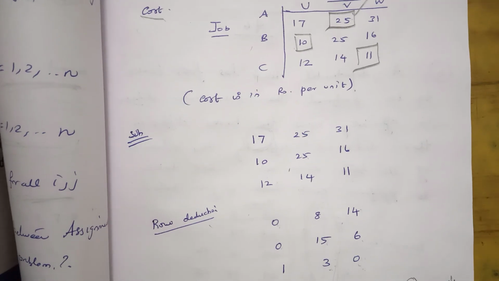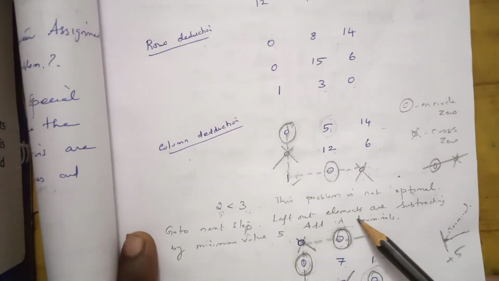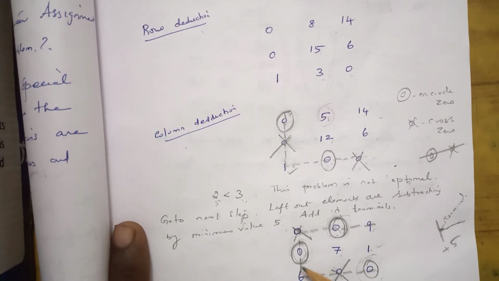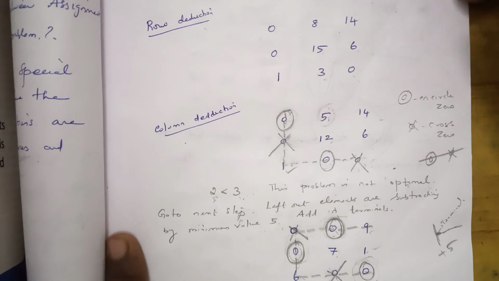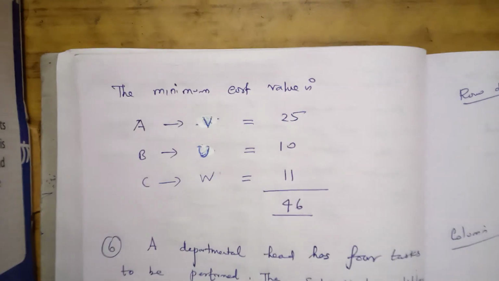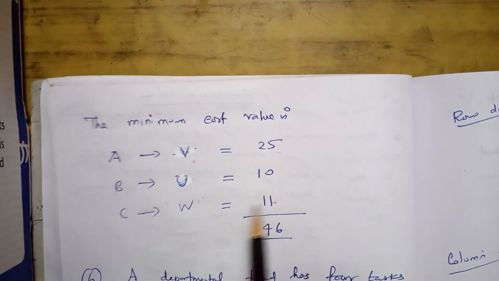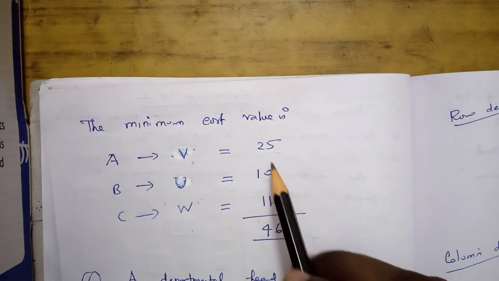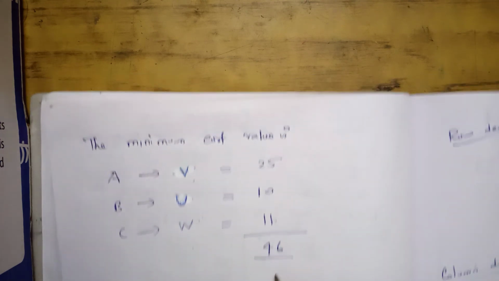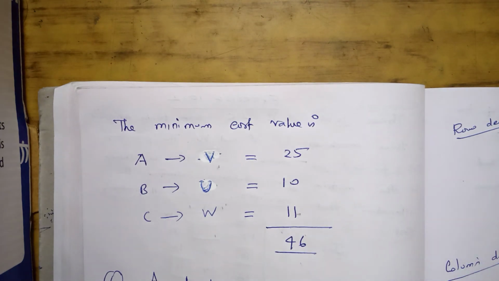Finally we choose only the encircled 0 selection values. The selection values are this 0, this 0 and this 0, and the corresponding values are 25, 10 and 11. Adding these three values, we get the final answer. A goes to V is 25, B goes to U is 10, C goes to W is 11. Adding all the cost values, the minimum cost value is 46. Hence the problem is solved.